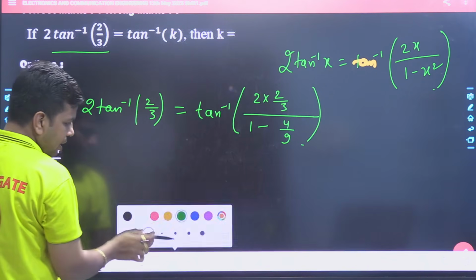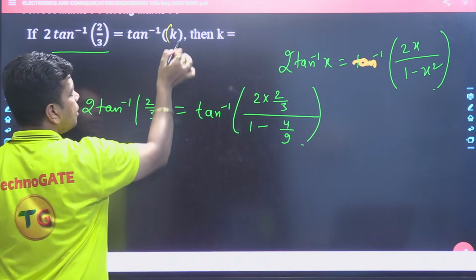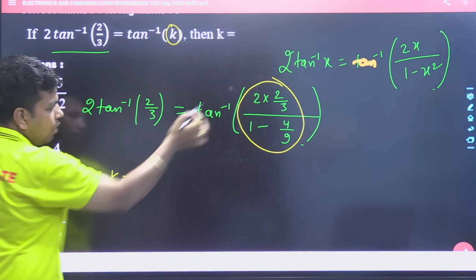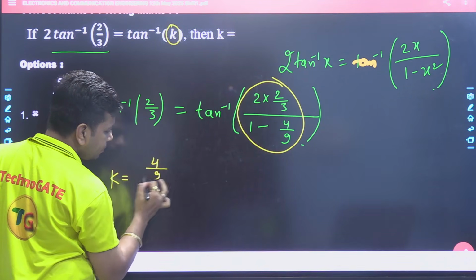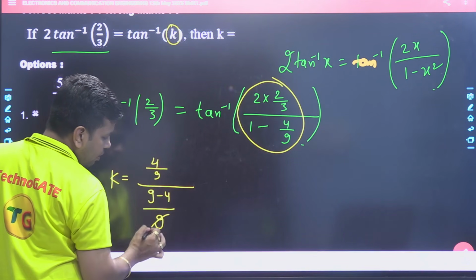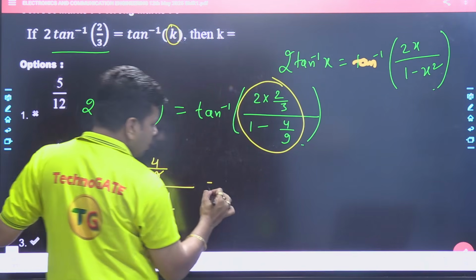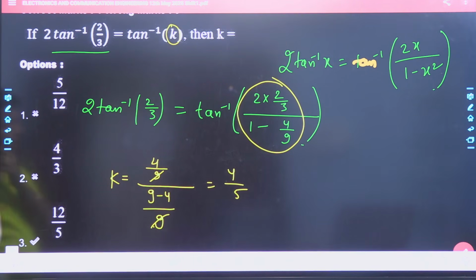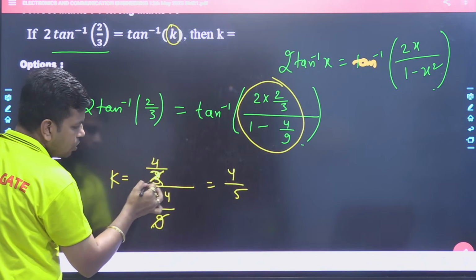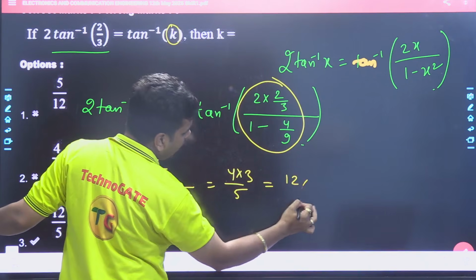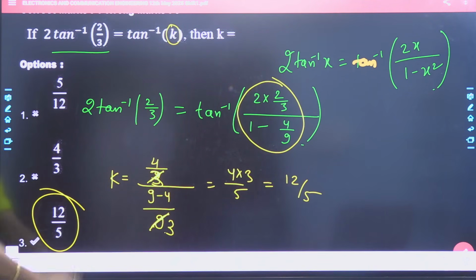Simply compare this with that. So that would be the value of k. So k equals to what? 4 by 9. This is 9 minus 4 by 9. We can cancel out 9 to 9. This becomes 4 by 5. Sorry, this is 3. So 3 to 3. So this becomes 3. So 4 into 3, 12. So this becomes 12 by 5. So you can go with the answer 12 by 5.